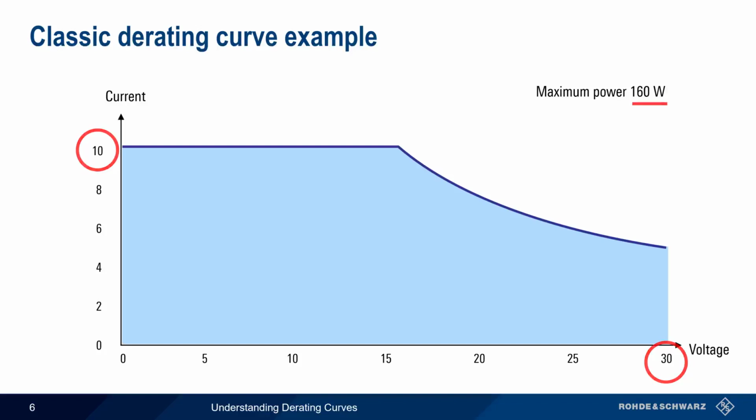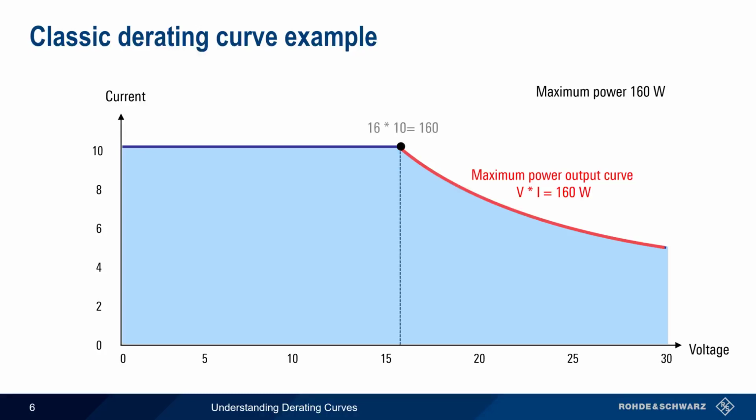On classical derating curves, there's usually a curved region bounded by something called the maximum power output curve. As the name implies, all points, that is, voltage and current combinations, that lie along this curve will yield the maximum output power, here 160 watts. For example, at this point, we have 16 volts times 10 amps, and at this point, we have 30 volts times 5.3 amps.